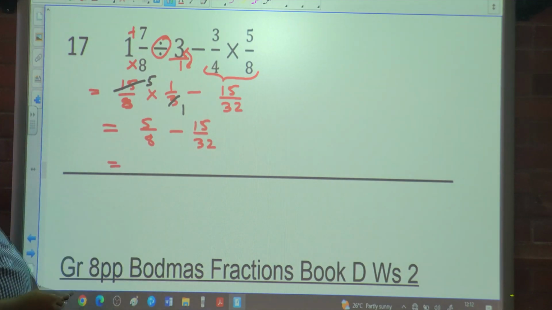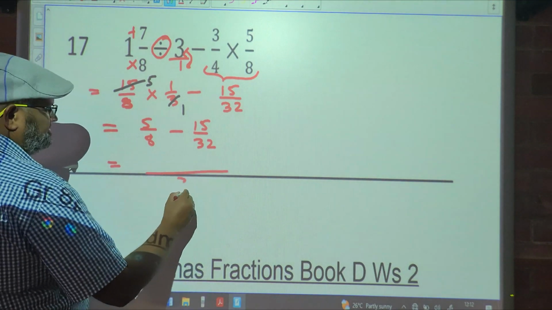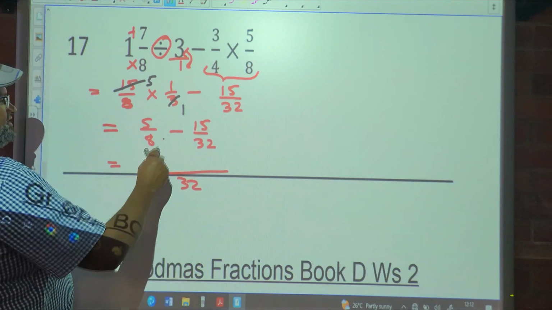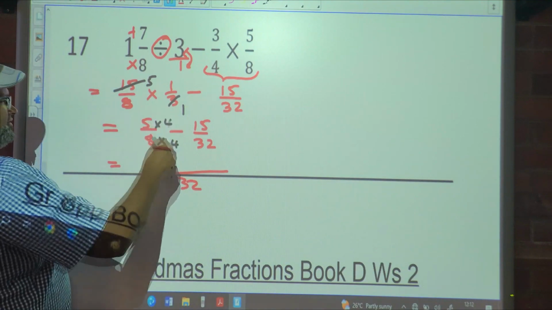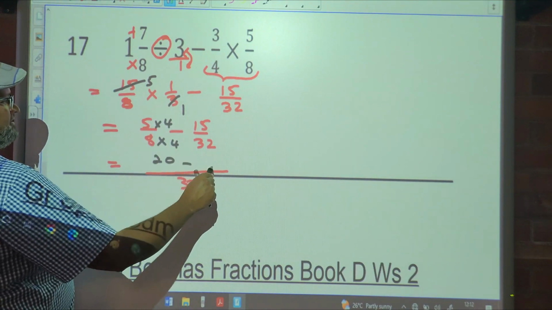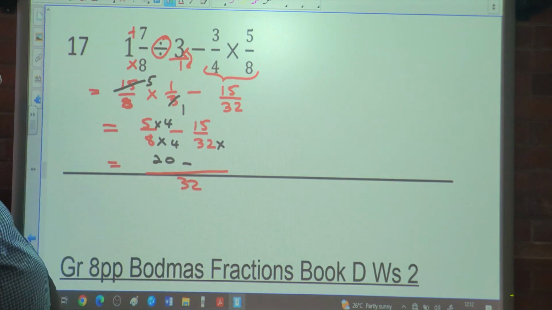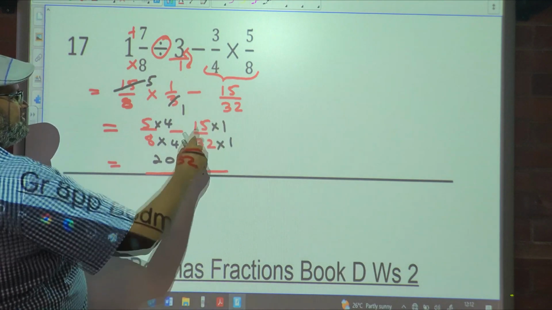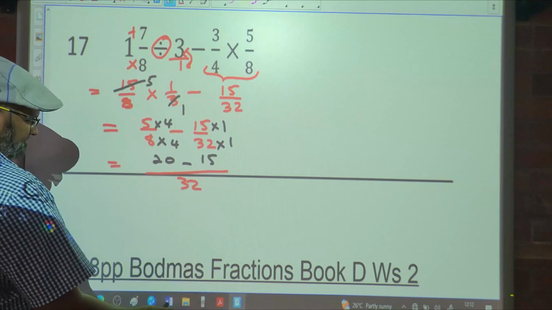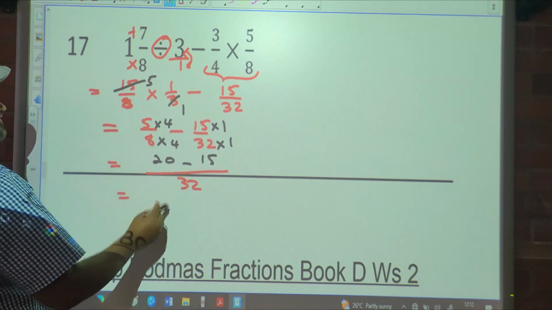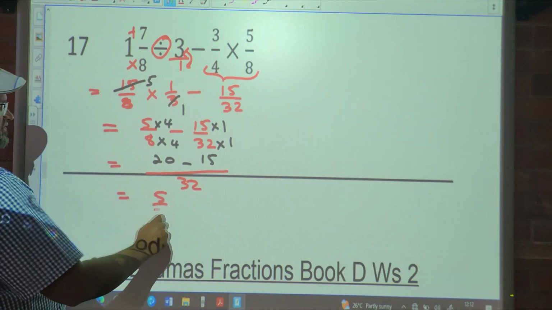So what's my LCM now? 32. So 8 multiplied by what is 32? 4. So that gives me 20. 32 multiplied by what is 32? 1. So 15 multiplied by 1 is 15. What is 20 minus 15? 5. So the answer is 5 over 32.